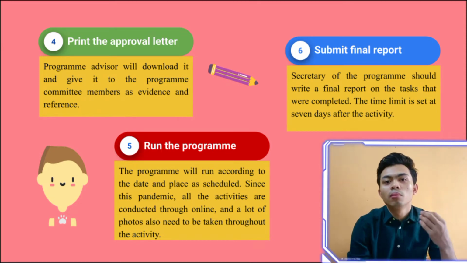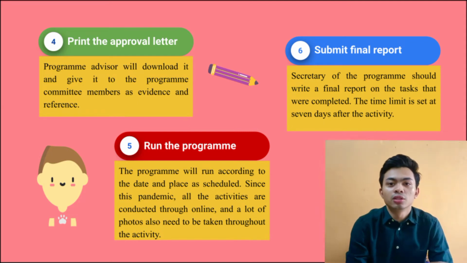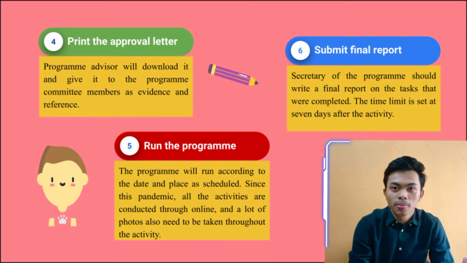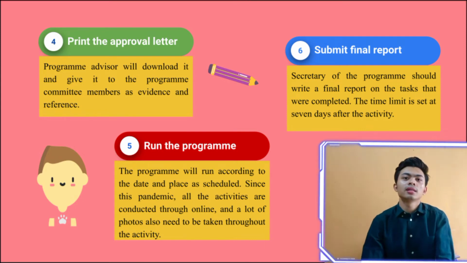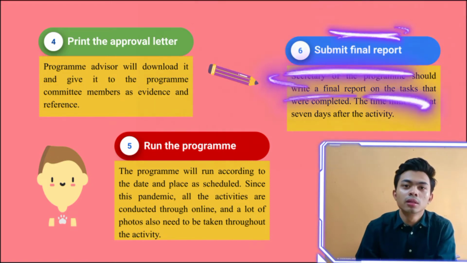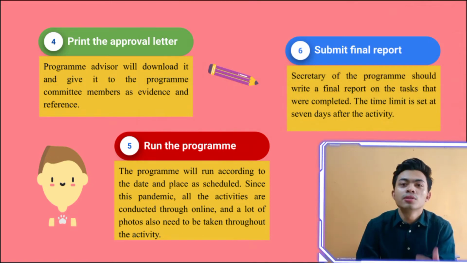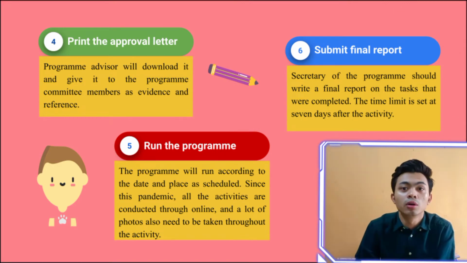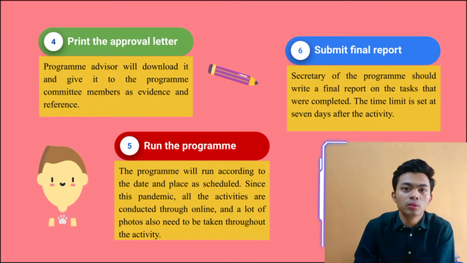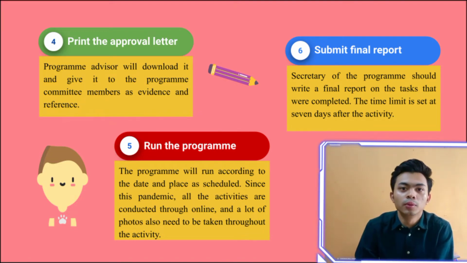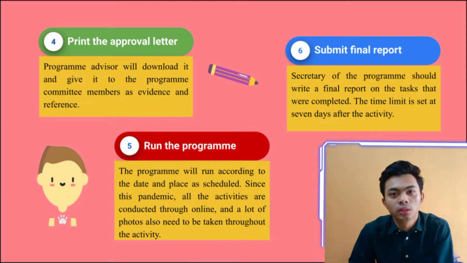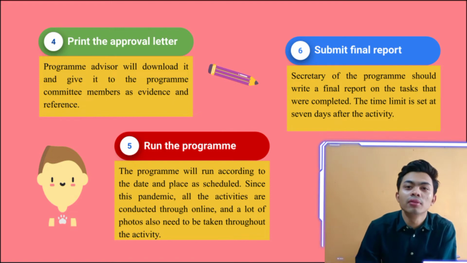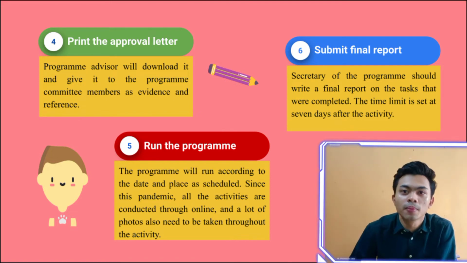The evidence from the program is needed, such as photos or short videos throughout the activity progress. Then the last step is step 6, which is to submit the final report. The secretary of the program should write a final report on the tasks that were completed before uploading it into the system. All the pictures taken during the program must also be added to the report. The time limit is set at 7 days after the activity ends.